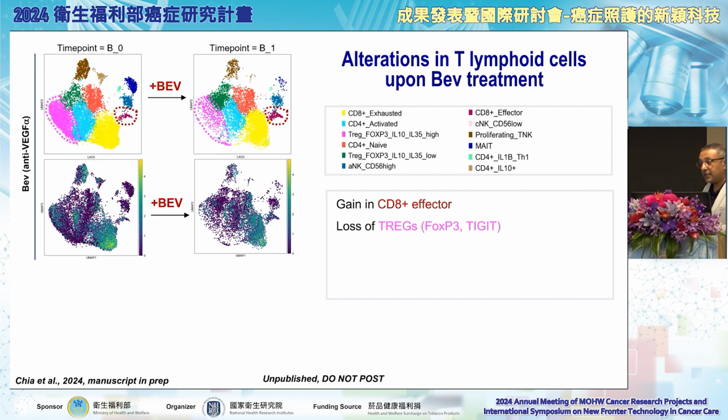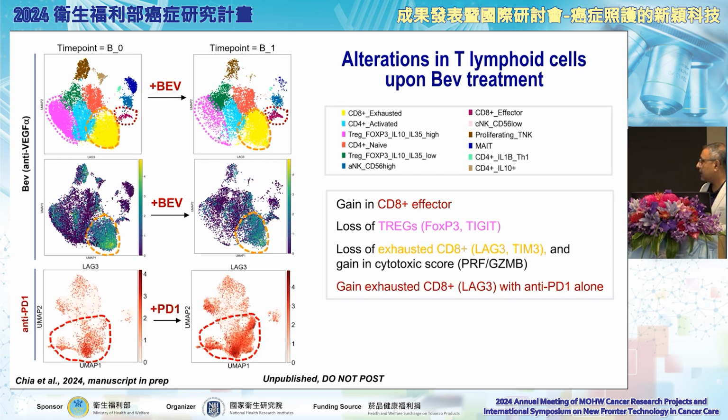Again, this is with Bev treatment, and keep this in mind, this is all happening just with anti-VEGF, before adding the anti-PD-1 per se. There is loss of exhausted CD8s, and this is something that is not observed in the anti-PD-1 alone trial. If anything, you see expansion, you see activation, but a very rapid gain in exhaustion markers like LAG3.